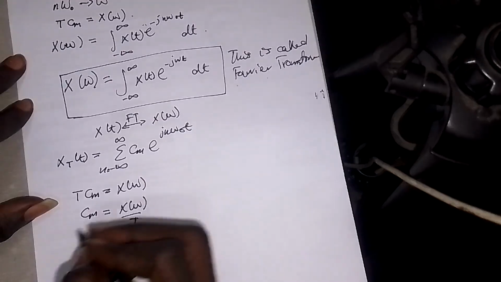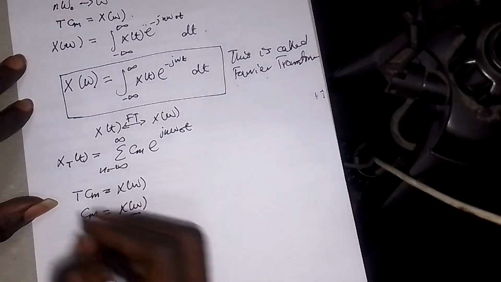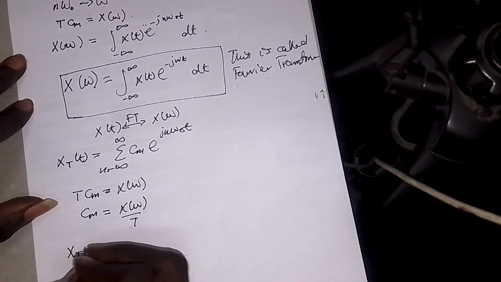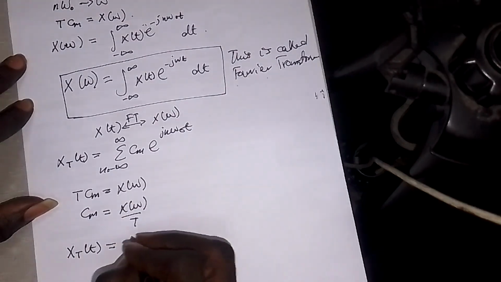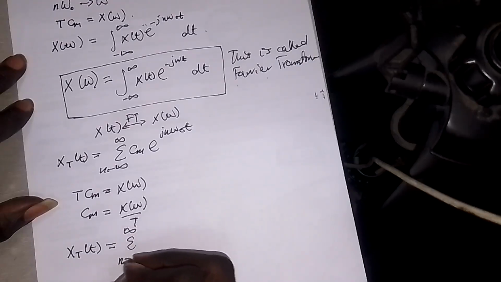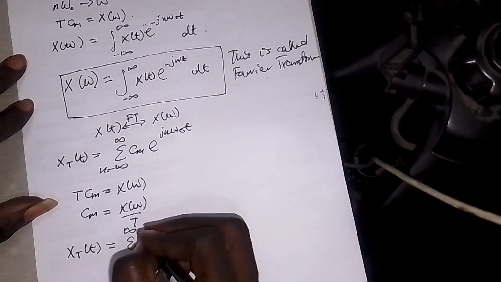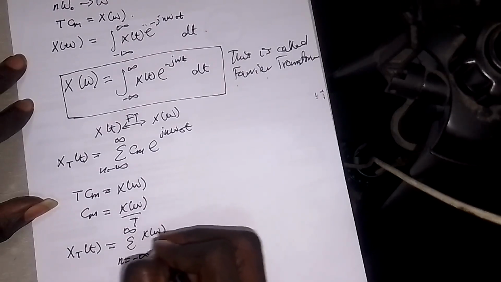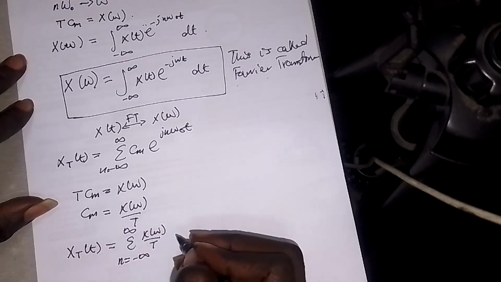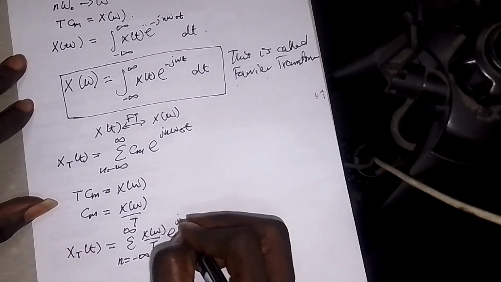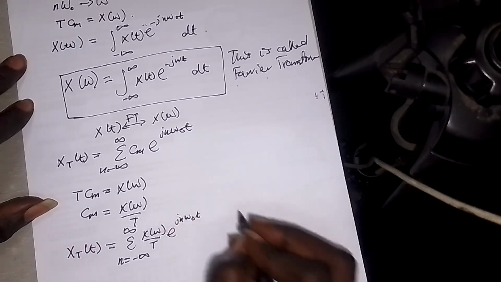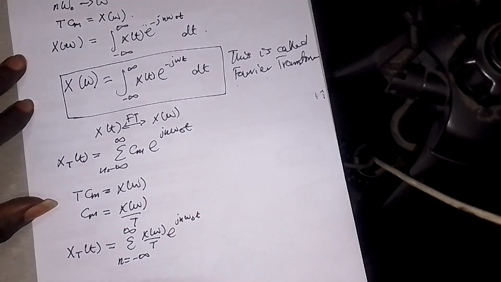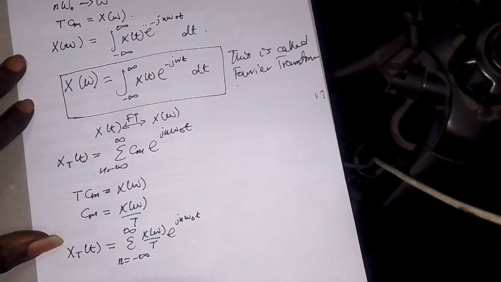From that, we can say that x_T of t equals the summation from negative infinity to infinity of C_n, which is X of omega over T, into e^(j n omega naught t). We also know that T is equal to 2 pi over omega naught.